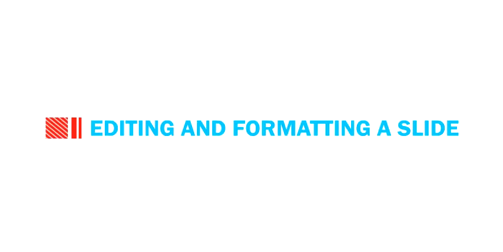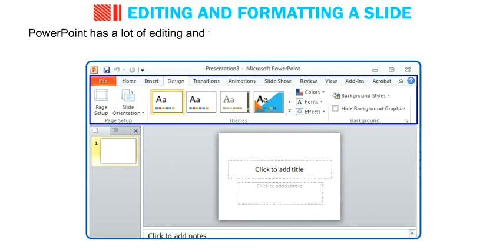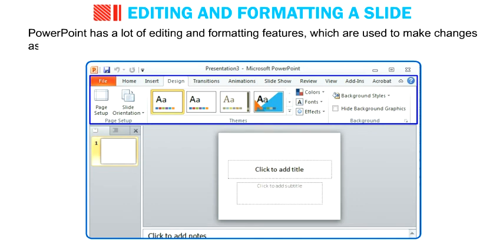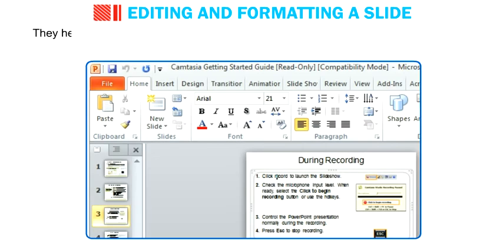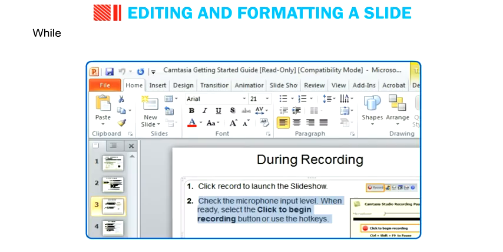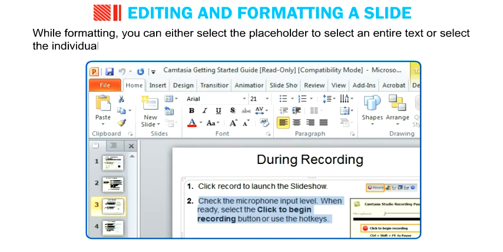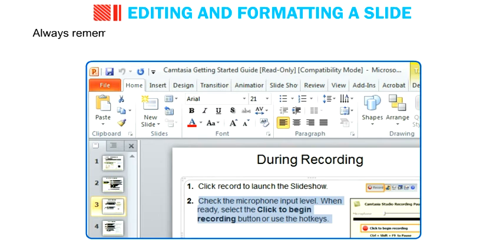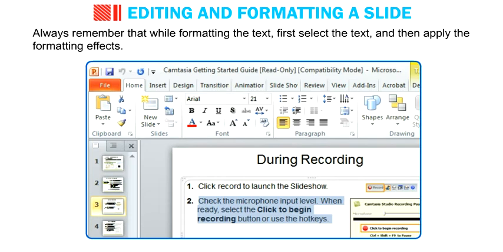Okay, now we will understand how to edit and format a slide. PowerPoint has a lot of editing and formatting features which are used to make changes as well as add new effects in an existing slide. They help in enhancing the overall look of a presentation, such as changing font size, color, text alignment, line spacing, inserting bullets, etc. While formatting, you can either select the placeholder to select an entire text or select the individual text. Always remember that while formatting the text, first select the text and then apply the formatting effects.